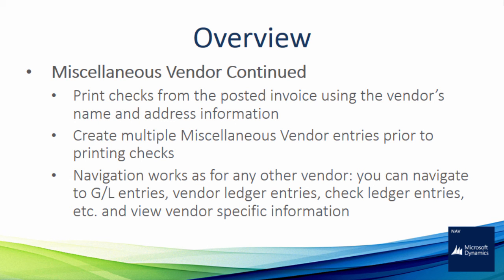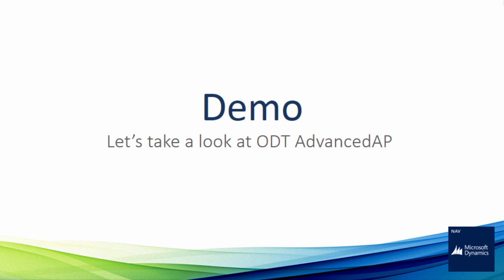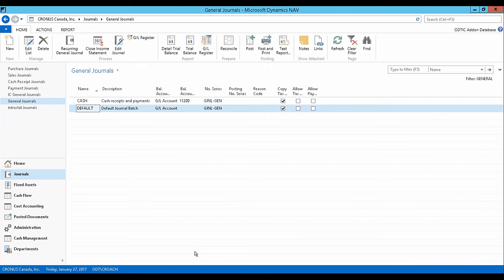All right, so this is a little bit of background on what I was just discussing, showing how the navigation works, so you can see the navigation of GL entries and vendor ledger entries and see the specific information that was processed for that particular check. At that point, we're going to step into the demo, so I'll review that now with you, and then we'll take questions following that. So I'm just going to go to my demo environment.